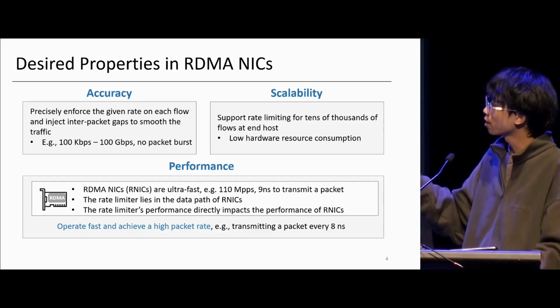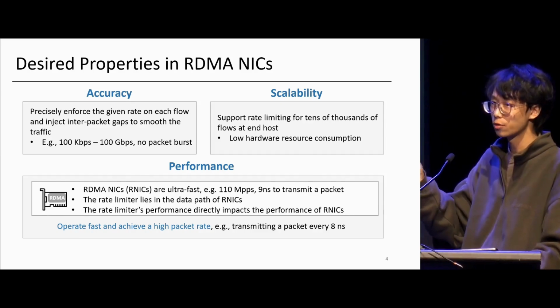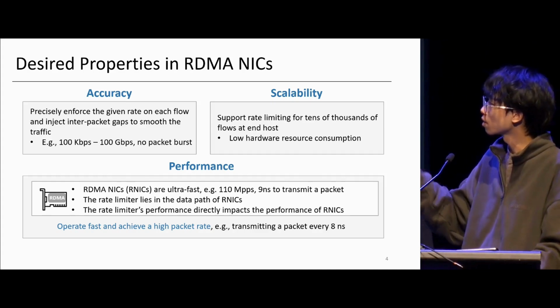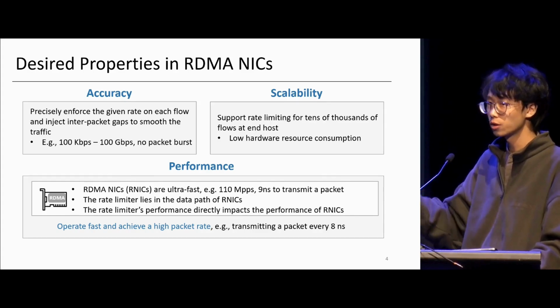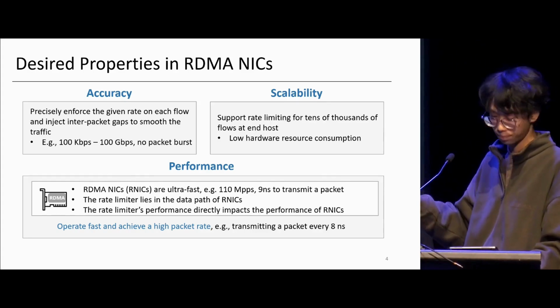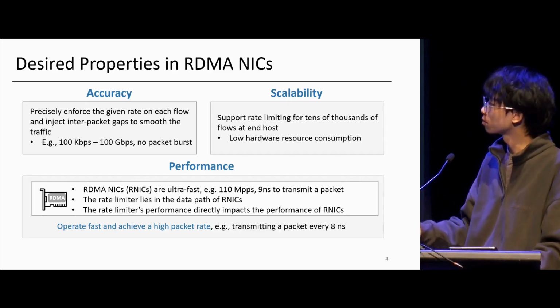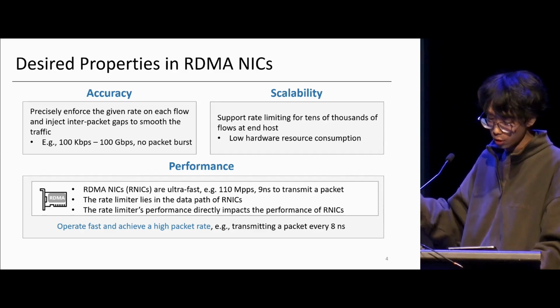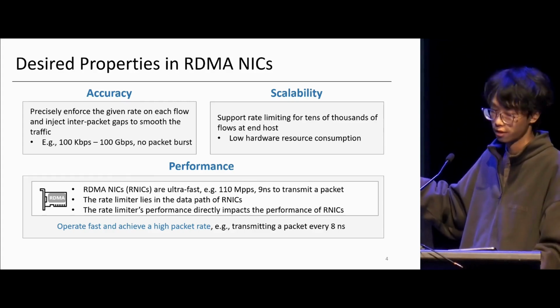When NICs deploy the rate limiter, it lies in the data path of the NIC, because the rate limiter is responsible for the packet transmission. So the rate limiter's performance directly impacts the performance of NICs. If the rate limiter runs slowly, it will reduce the NIC's throughput or packet rate. Also, a higher packet rate helps it to saturate a higher link bandwidth, for example, 400 Gbps. So the rate limiter should operate fast and achieve a high packet rate, like transmitting a packet every 8 nanoseconds.